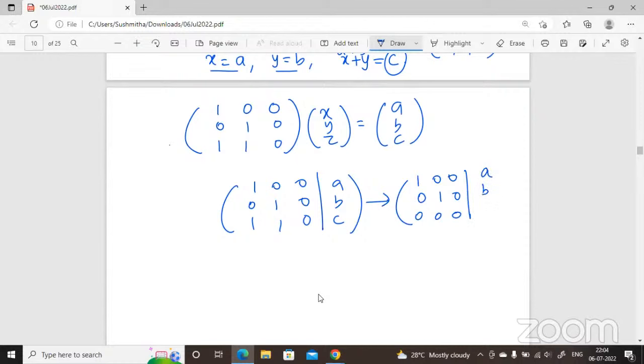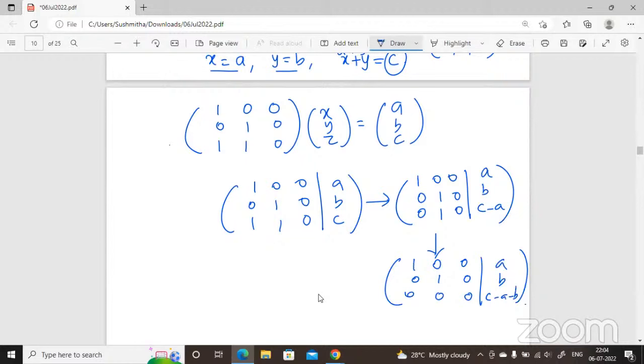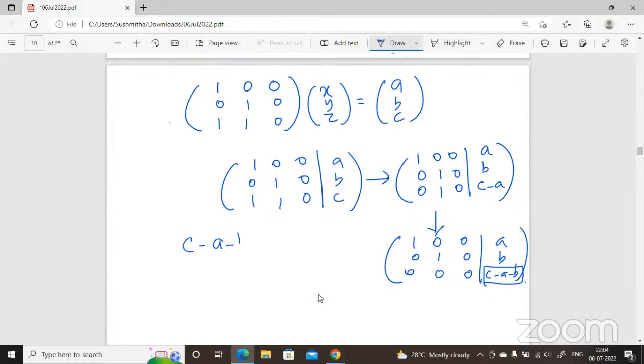After row reduction the last row is 0, 0, 0 with c minus a minus b. So this will have a solution only when this is 0, because there's a 0 row here. So c minus a minus b should be 0, that is, c should be equal to a plus b. But I can find vectors such that this is not satisfied. So this is not onto.